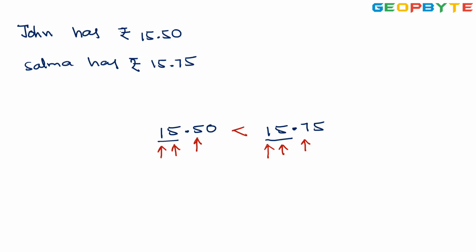Who has more money? Salma has more money than John. If the digits at the 10th place are also the same, then compare the digits at the 100th place and so on. Let us consider some more examples.